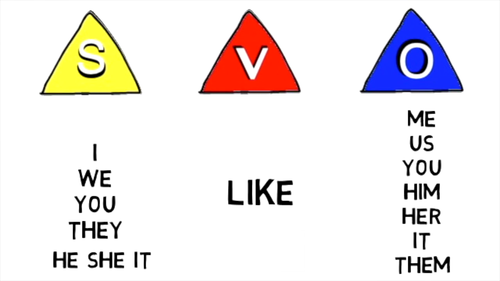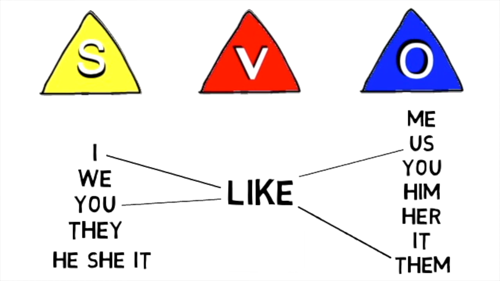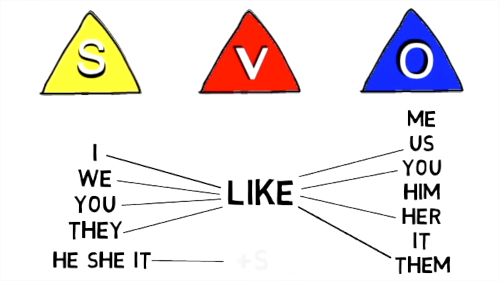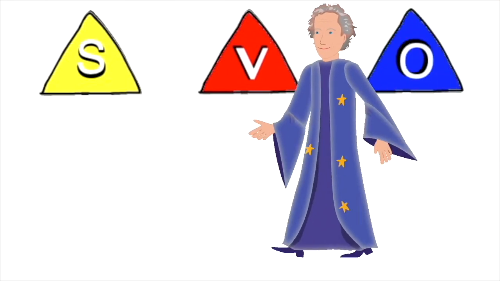So we can say things like I like them, or you like us, or we like her, or they like you. But if we use he or she or it as subjects, we need to add s to the verb. So it would be he likes her, she likes him, and so on.